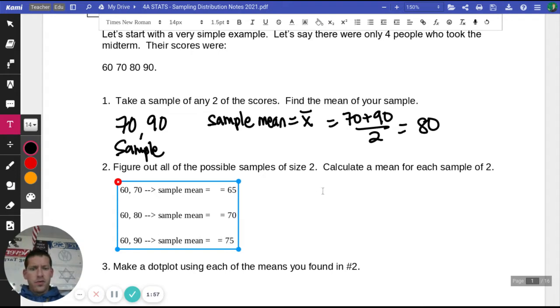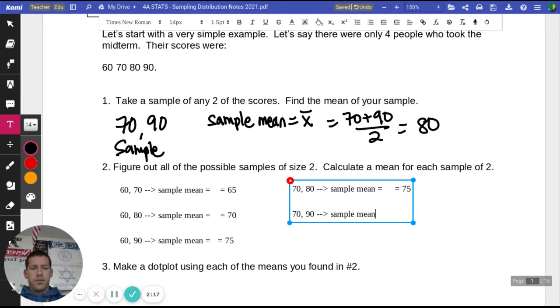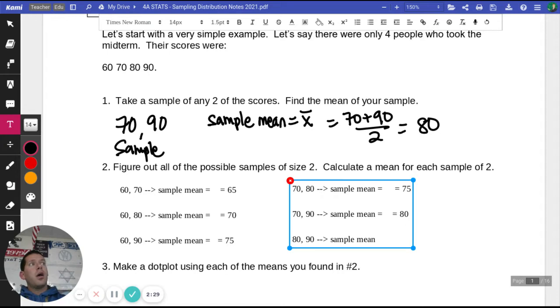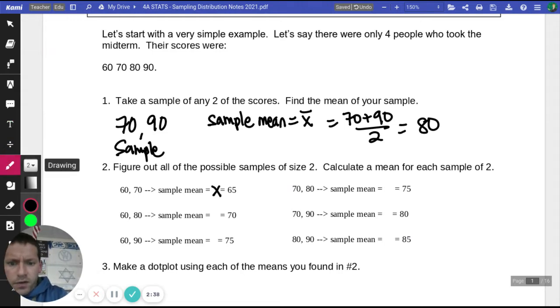Let me go over here. And we have 70 and 80, which gives us a sample mean of 75, 70 and 90, sample mean of 80, and then 80 and 90, which gives us a sample mean of 85. I left blanks there because I do want to write in X bar for all of these.